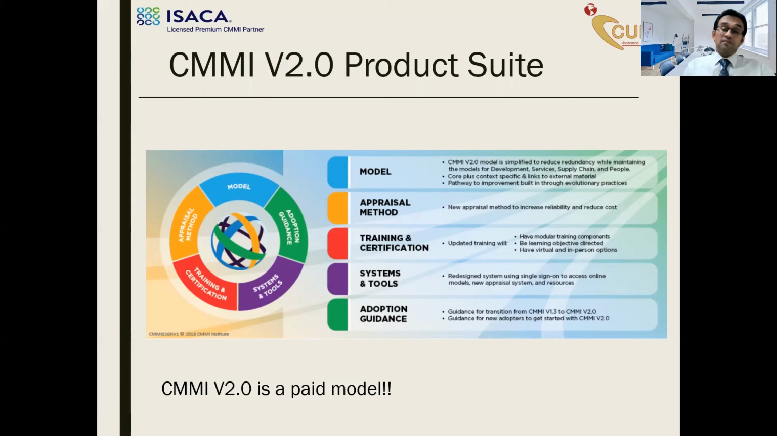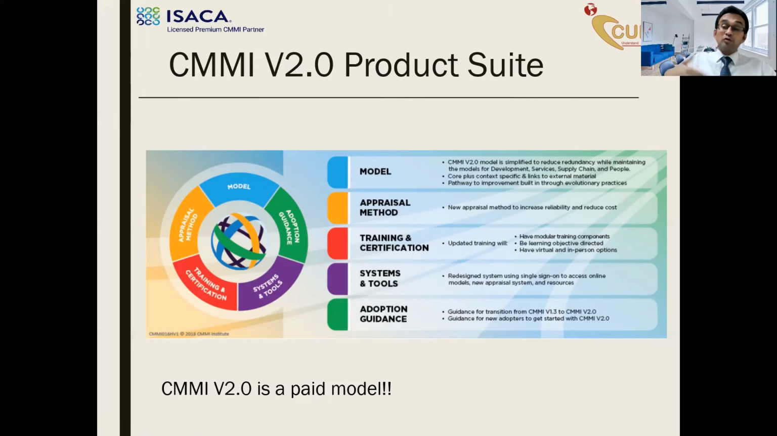Then because this model is related to the appraisal method, we have an appraisal method as well, which is being released. It's a new method. The appraisal is now called the benchmark appraisal, and I'll tell you more about it later. Then there is a module that talks about training and certification. So there's a whole lot of new requirements for training and also certifications. In case you were previously trained, let's say, as appraisal team members or ATMs for version 1.3, then please have a look at the website. There are some very specific experience requirements in order to upgrade yourself to version 2.0.